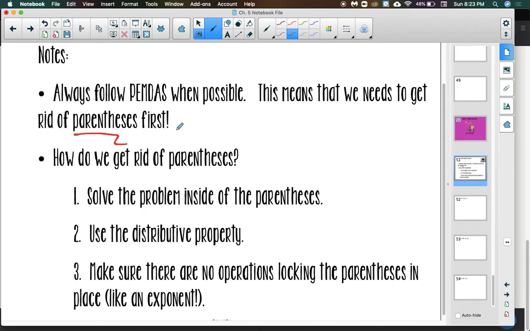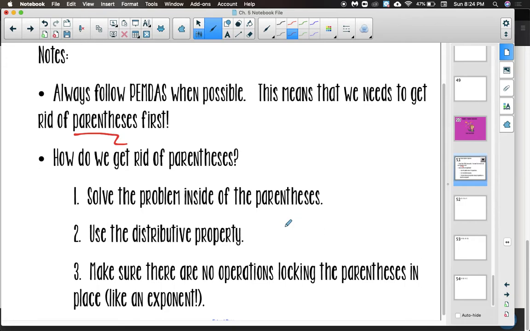Okay, so how do we get rid of parentheses? We've got two options. We can solve the problem inside the parentheses. This is our go-to. This is what we'd like to do first if possible. But if we cannot do that, then we can use the distributive property to get rid of the parentheses. And that might sometimes mean using the multiplicative identity property to put a 1 and distribute that 1, or a negative 1. So we'll see a couple examples like that.